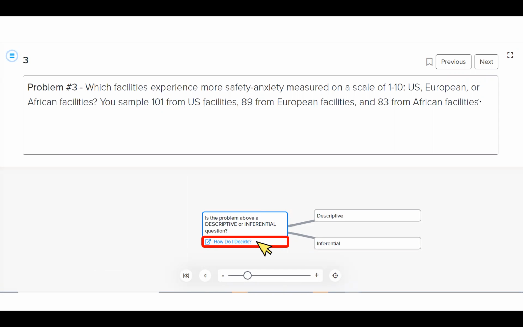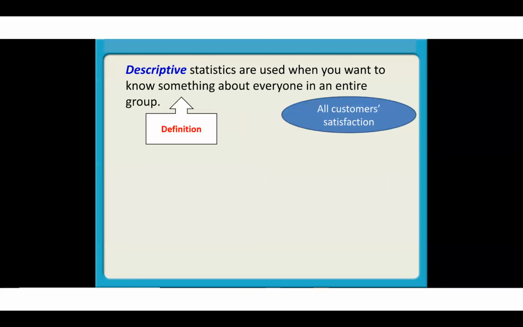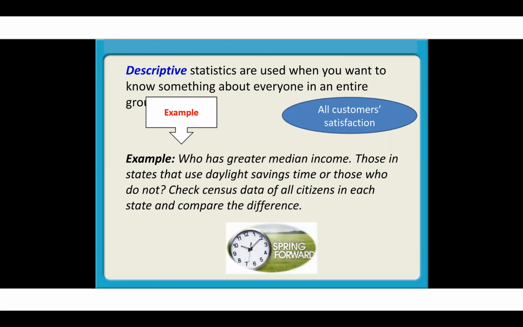It is here where they receive the instruction created by you, the instructor, necessary to answer this question. In this brief instruction, they will see the options to choose from, with a definition of the first option. In this case, descriptive statistics are used when you want to know something about everyone in an entire group. Then provide students an example of the definition like this.